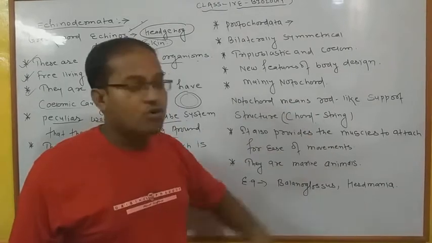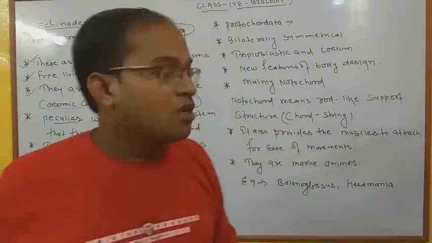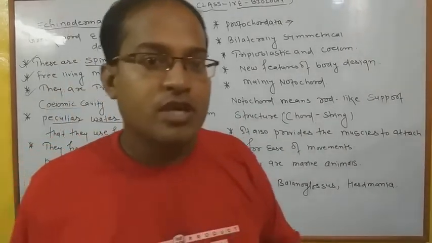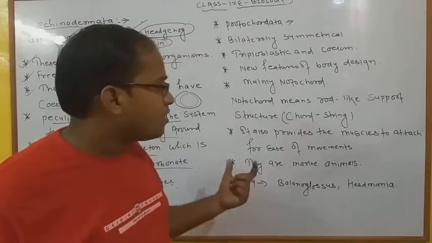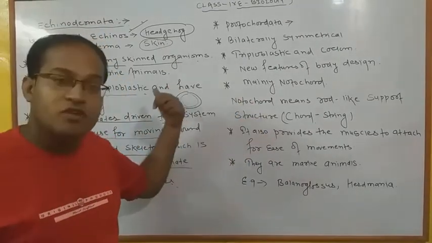Protochordata has a notochord. Notochord is a special rod-like structure which provides the attachment of different types of muscles to their body, and it is also available for movements. So this makes it special.